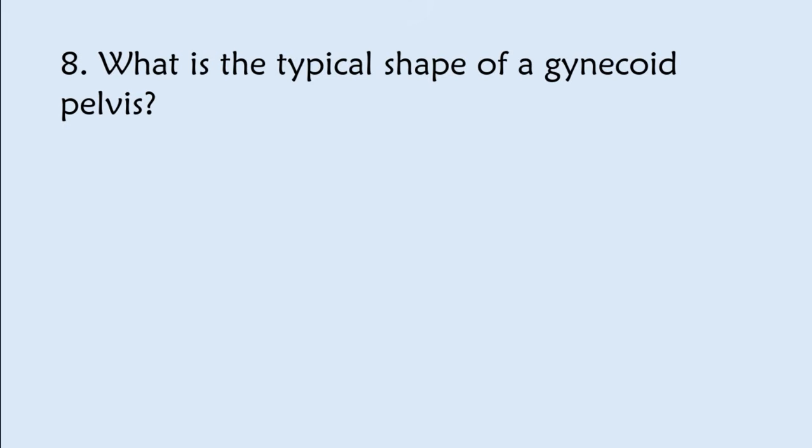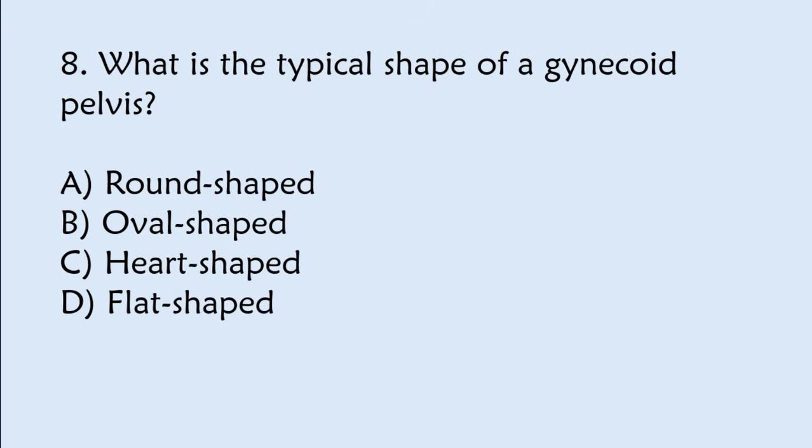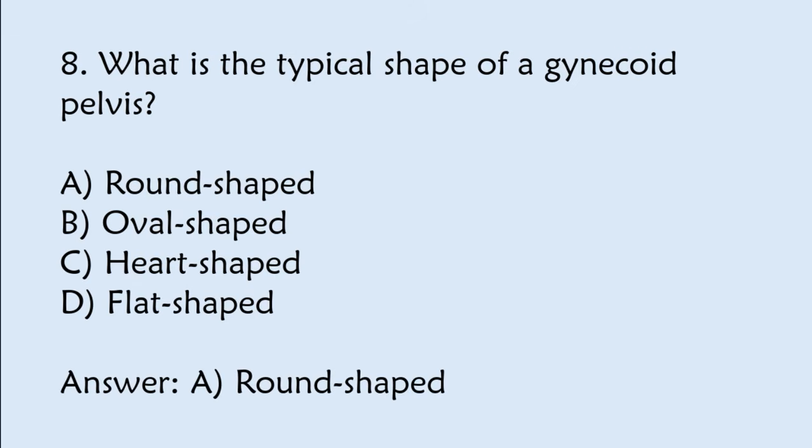What is the typical shape of gynecoid pelvis? Round, oval, hard, flat. Correct answer is option A, round shaped.